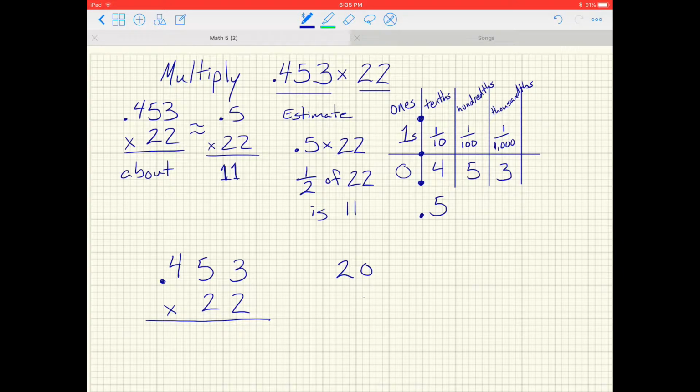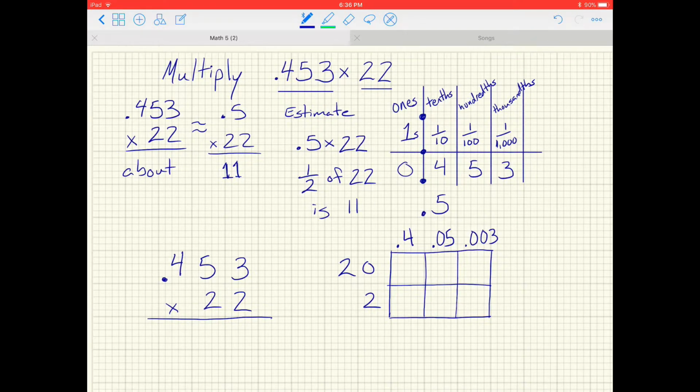So I set up my standard algorithm, and over here I am going to do the area model. I broke my 22 into 20 and 2. And now I'm going to use that place value chart to break apart the 453 thousandths. So I can see there's 4 tenths, 5 hundredths, and 3 thousandths. Let me get my boxes drawn. If you're following behind, remember you can just pause the video and catch up.